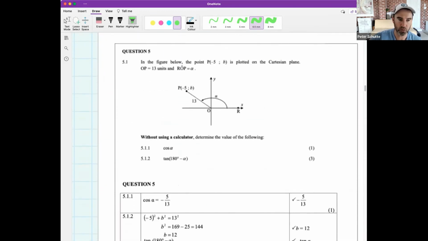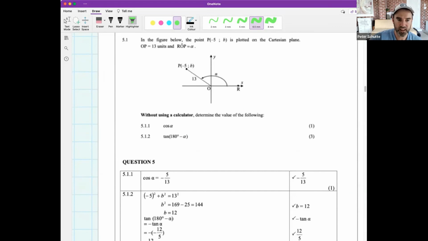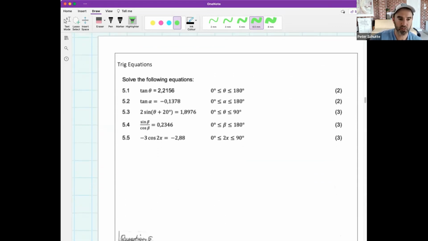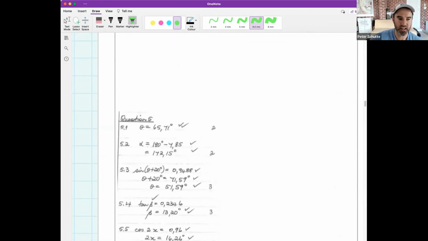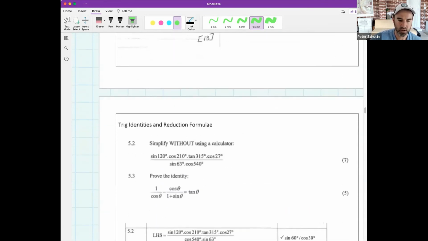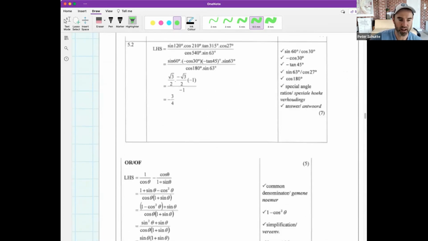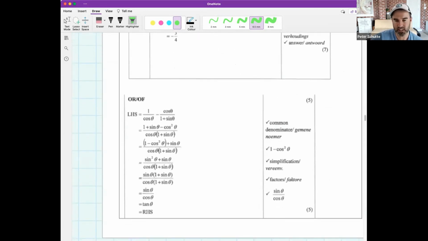So for example, in question 5, there's the question, there's the answer below, the memo. And for the questions we were doing here, I'm going to send you this. And for the question that we just did now, you can see that, but I also have the answer for how to do the trig identity below.